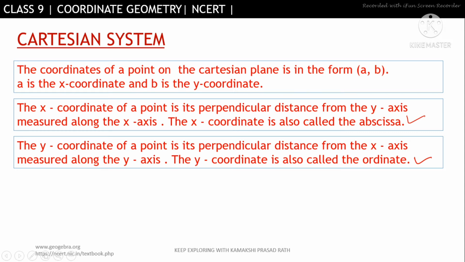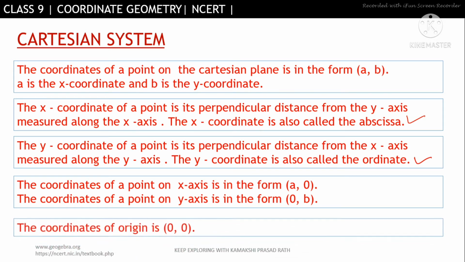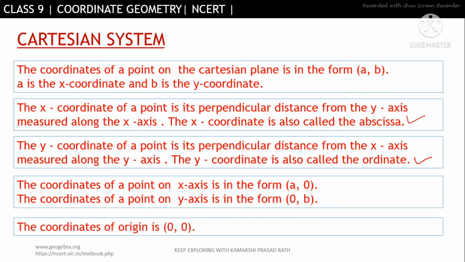Moving on, if there is a point on the x-axis, it will be in the form (a, 0), and if it is on the y-axis, it will be in the form (0, b). And finally, the coordinates of the origin, that is the reference point, are always (0, 0).